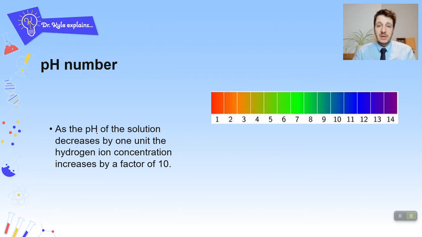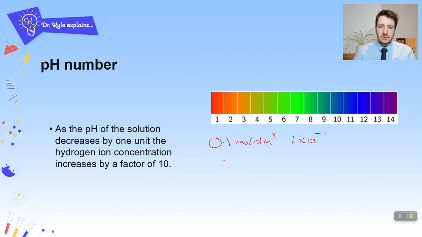Okay then, so pH number. So as the pH of the solution decreases by 1 unit, the hydrogen ion concentration increases by a factor of 10. So what does that mean? So essentially, if you take a pH of 1, it will have a concentration of 0.1 moles per decimeter cubed in solution. And so you could write that as 1 times 10 to the minus 1.